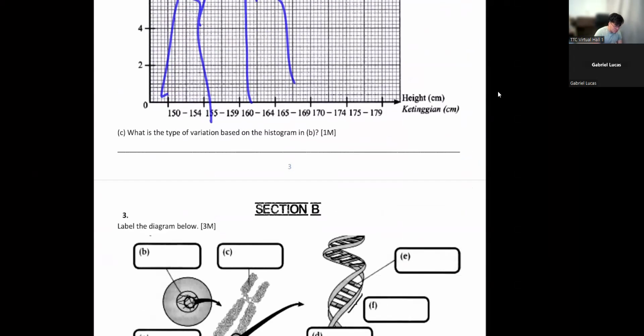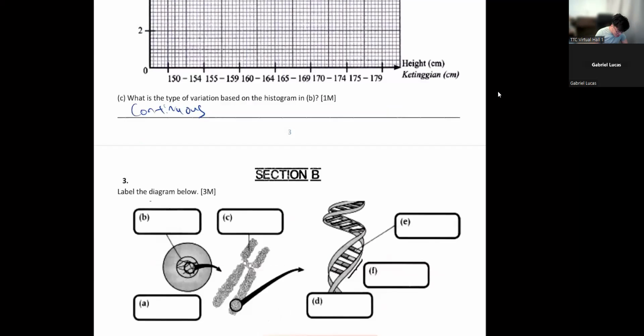So this is what we call your continuous variation. Okay, do you remember this? How do we do this? This is for sure coming out. Let me tell you, this is for sure coming out. So please pay attention here. Really simple stuff. So that's good. Right, so moving on. Let's go to the next one.